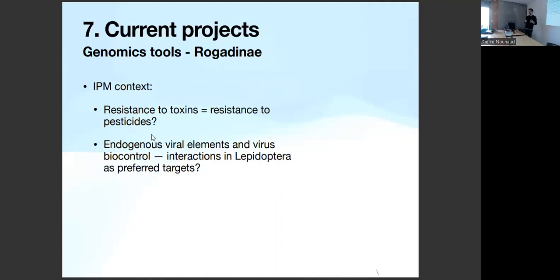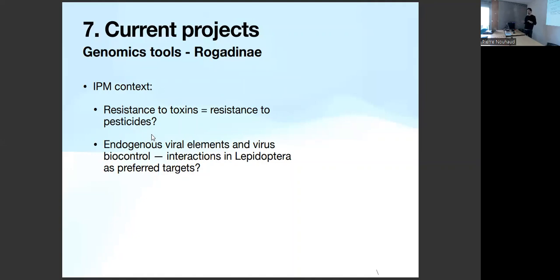And we often see in nature that parasitoids are also resistant to pesticides, as well as their hosts. So it could be something interesting to investigate, because sometimes you're concerned about how biological control and chemical control can be used together. Right? And in the case of endogenous viruses, it's a little bit more complicated.